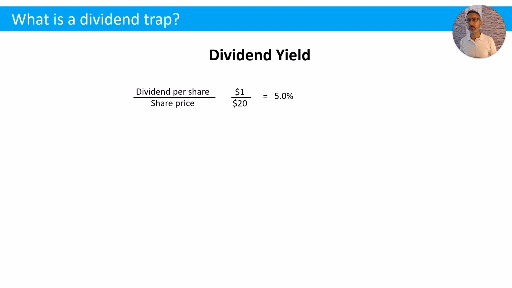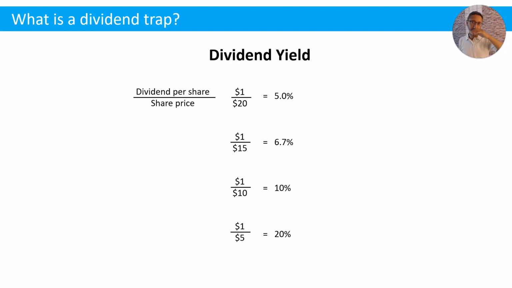Now what happens when the company stock price drops? The dividend stays the same, but the stock price drops to $15. Now my yield is 6.7%. If the stock price drops again to $10, you can see the yield is 10%. If the stock price drops to $5, the yield is now 20%. So every time the stock price drops, what happens to the dividend yield? The yield goes up.